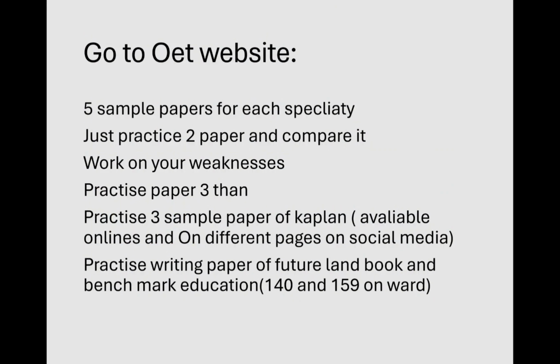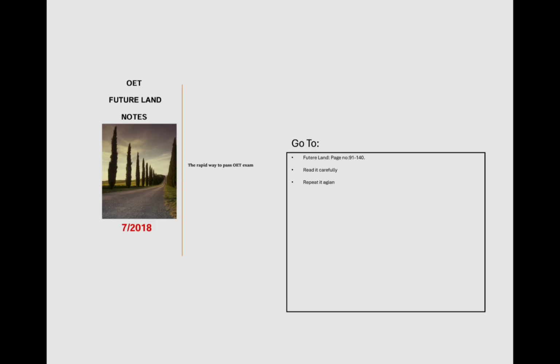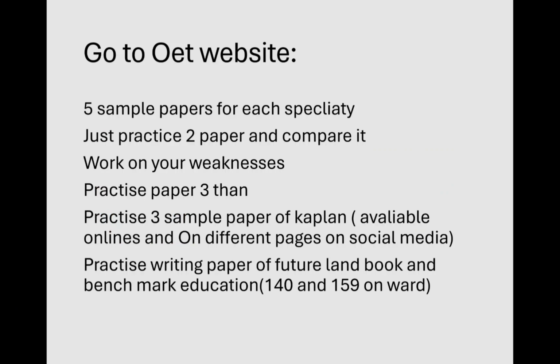Work on your weaknesses. If you haven't used the right words, haven't used the article or comma, go back to the grammar pages from 91 to 140 and practice on your weaknesses. Improve your weakness. Go back again to the OET website and practice paper number 3. If you have slightly improved, it means you are going in the right direction.